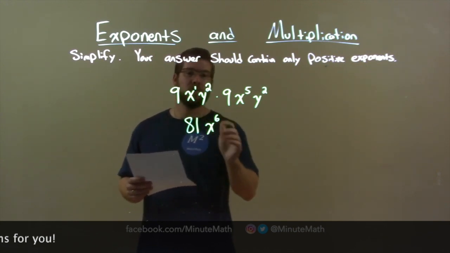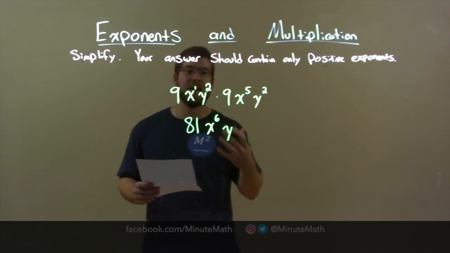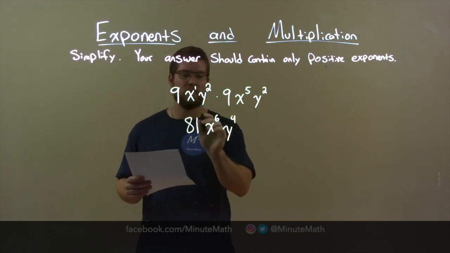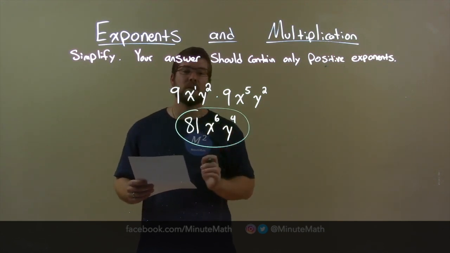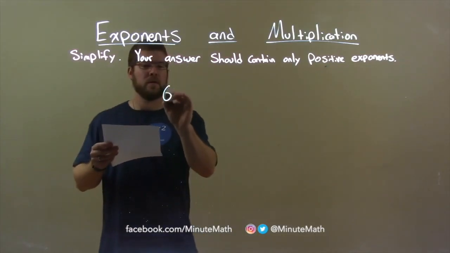Last variable is the y. All right, y squared times y squared. Again, we add the exponents. 2 plus 2 is 4. And so my final answer is 81 x to the sixth power times y to the fourth power.